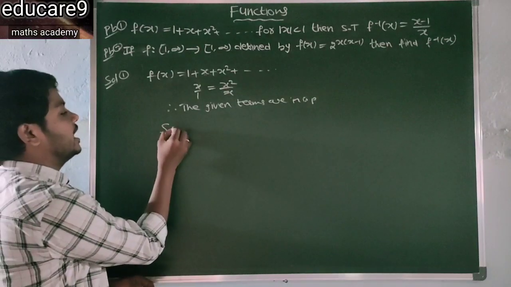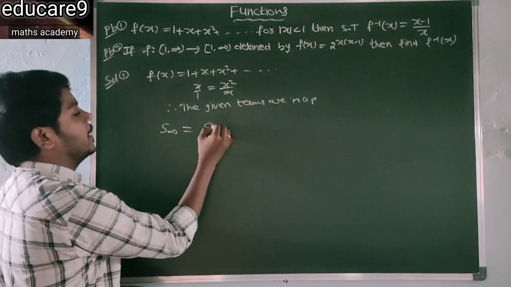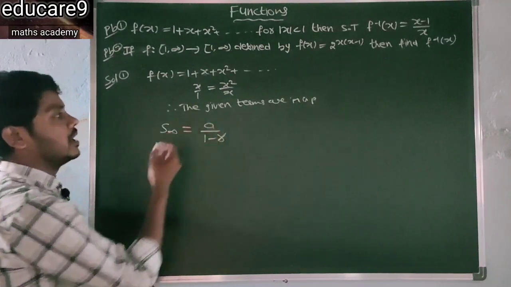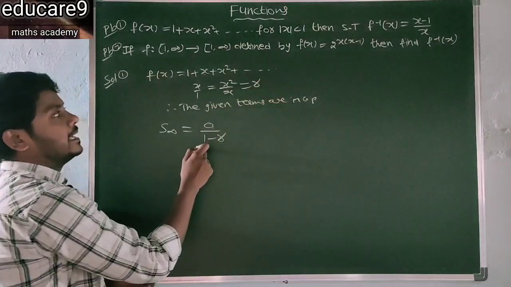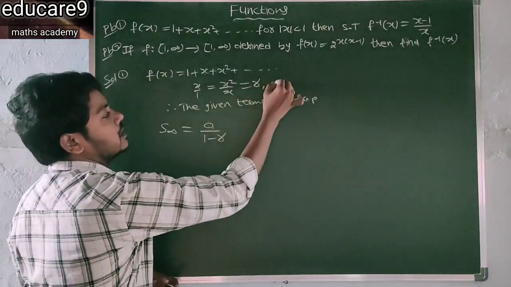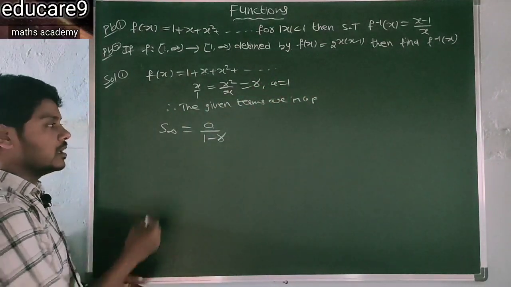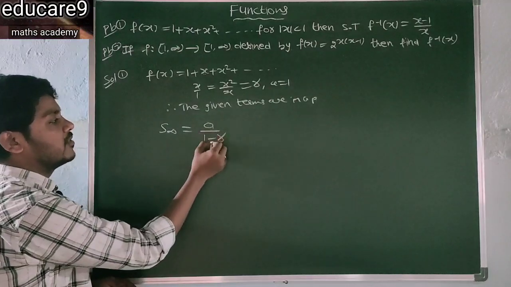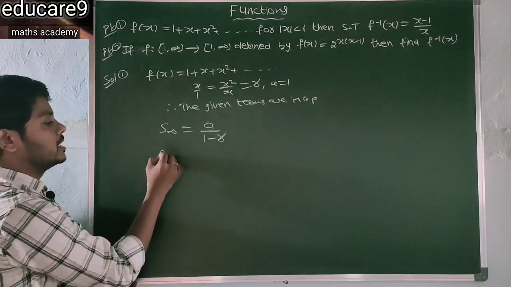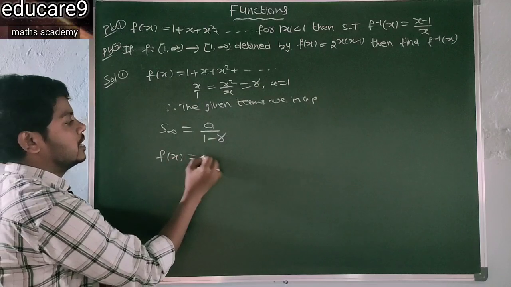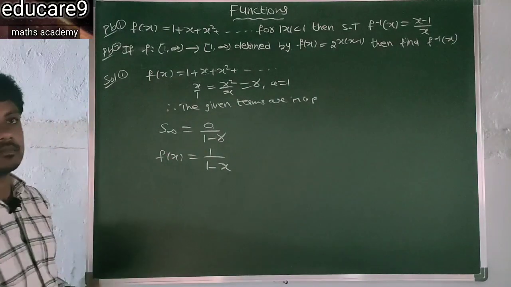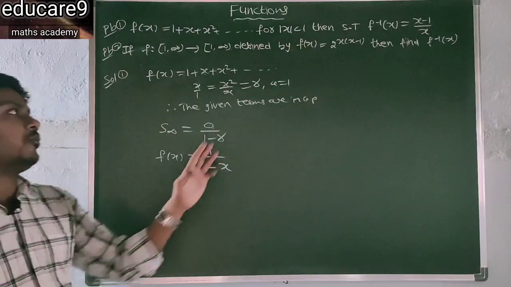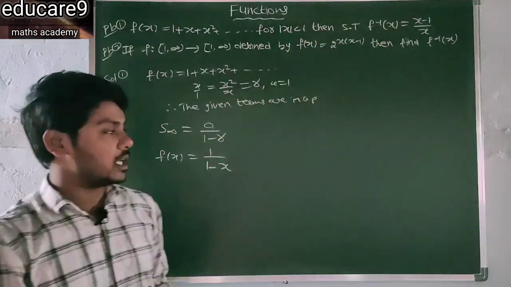Then the sum of the infinite terms in GP: S infinity is equal to a by 1 minus r, where r is the common ratio and a is the first term. So a is equal to 1. Now this is a by 1 minus r. So f of x is equal to 1 by 1 minus x. Now you want to find the inverse of the function.